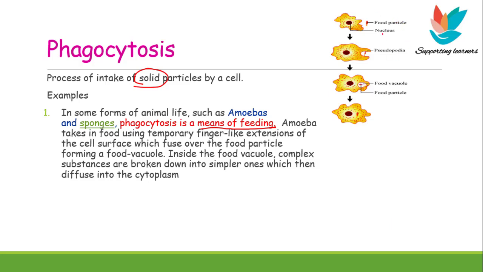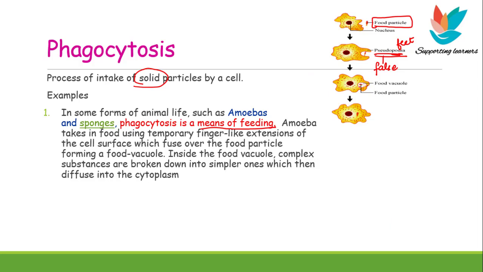Basically यहाँ पर ये देखो, ये food particle है. So what it does is it forms finger like projections called pseudopodia. ठीक है, pseudopodia, pseudo means false and podia means feet. So amoeba forms finger like projections around this food particle which are called pseudopodia, and these finger like projections of the cell fuse with this food particle to form a food vacuole.